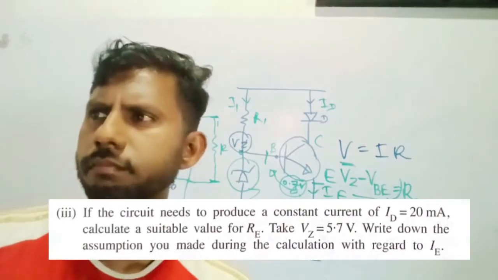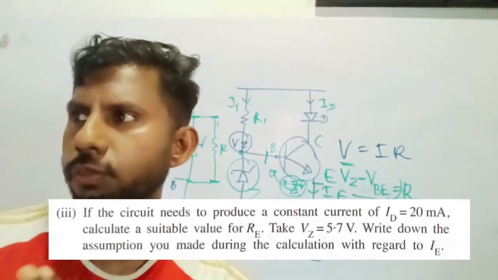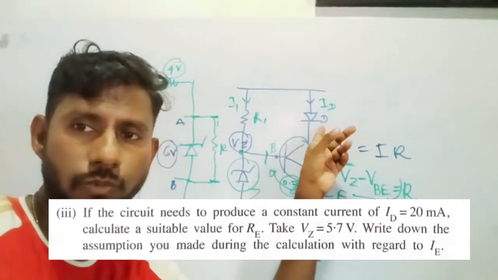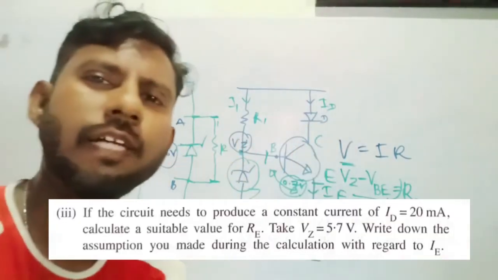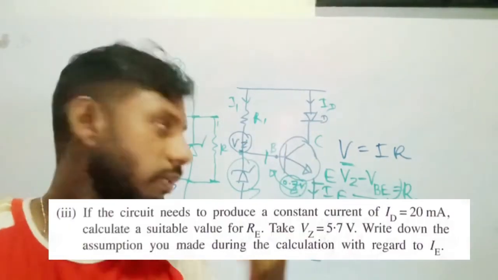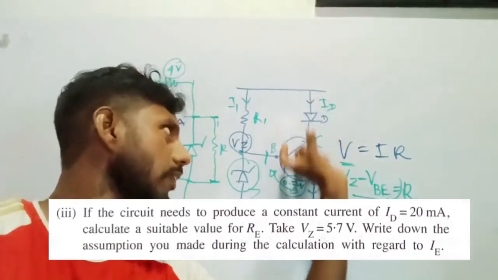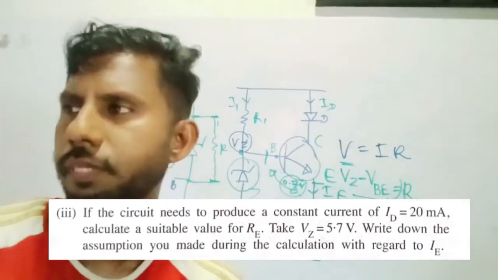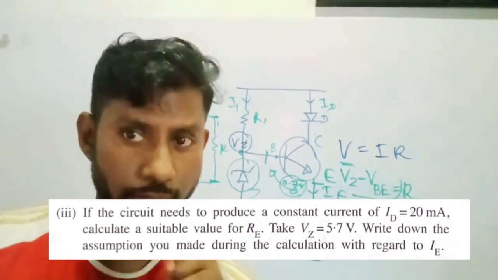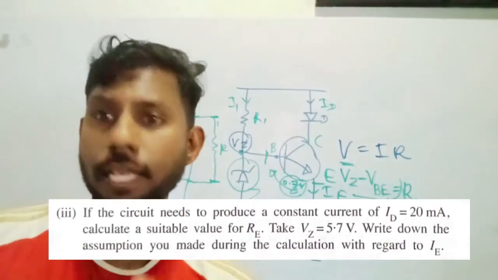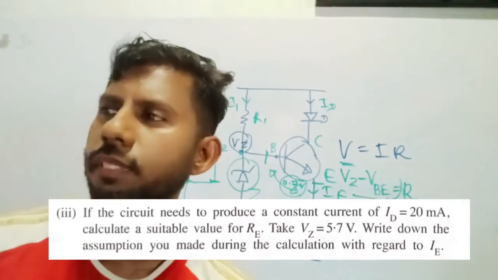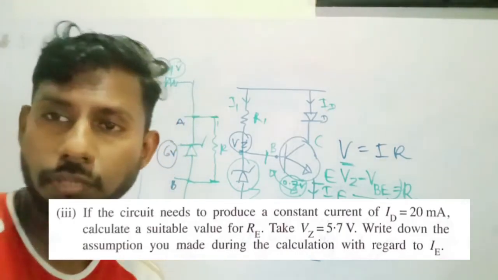Let's read it. If the circuit needs to produce a constant current of ID, what's ID? Current through here. So normally in the normal circuit we call this part IE. I hope you remember stuff like this. So here it's IE, here it's IC, but here they are giving us ID because of the diode. ID equals 20 milliamperes. Calculate a suitable value for RE. Take VZ as 5.7. Write down an assumption you would make during the calculation with regard to ID.